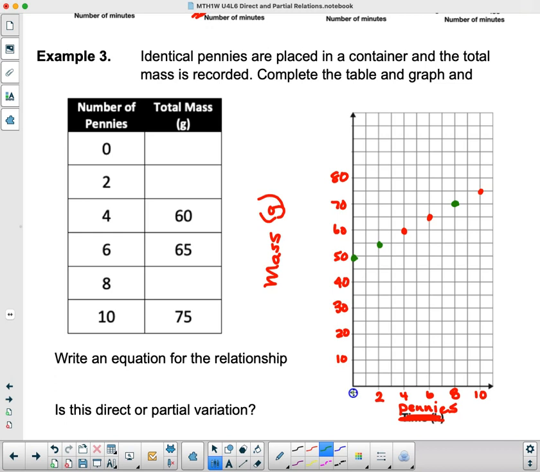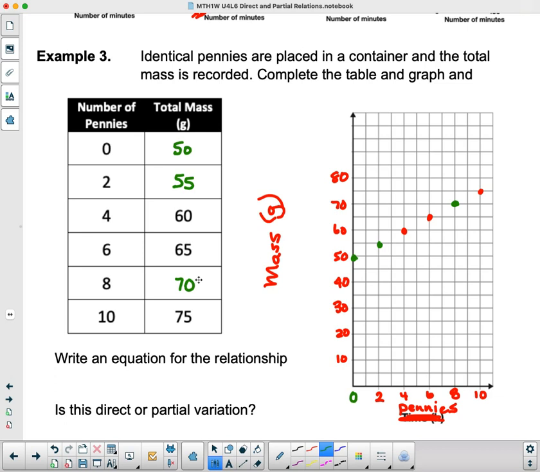0 down here is at 50. Let's put that on there. That's kind of cool. 2 was at 55. And 8 was at 70. So we didn't have to do any math. We can just follow the pattern on our graph.